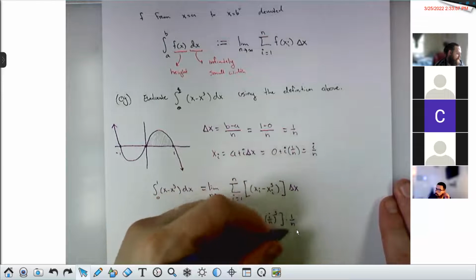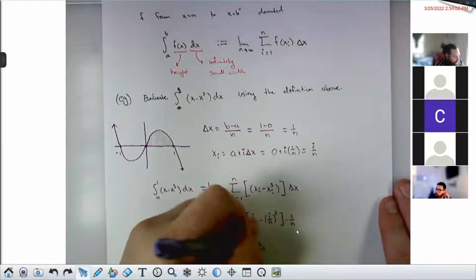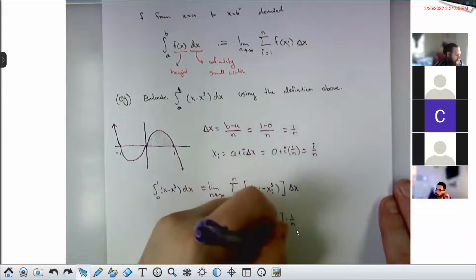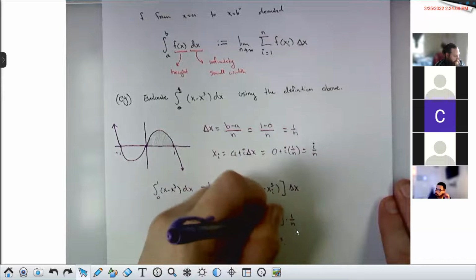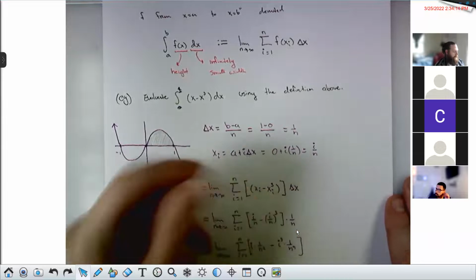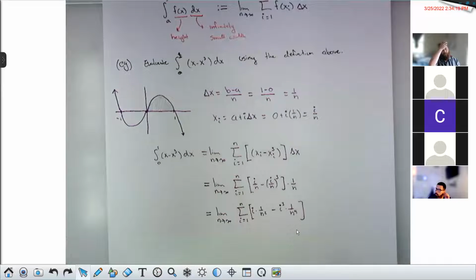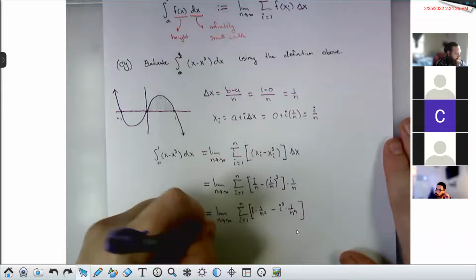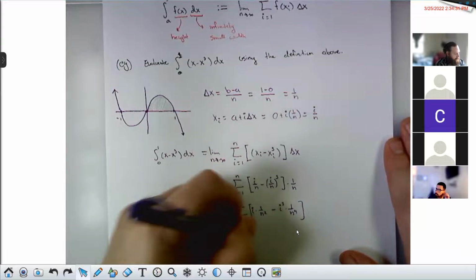This i over n times 1 over n is going to be i times 1 over n squared. This is i cubed over n cubed, so it becomes i cubed times 1 over n cubed times 1 over n, which is 1 over n to the 4. And now I can use the linearity of the sum to split this into two sums.